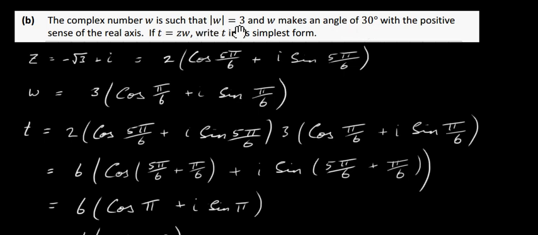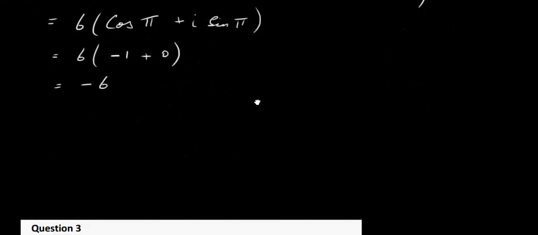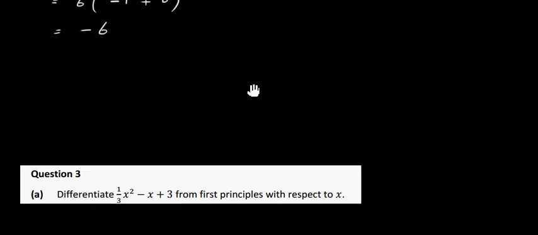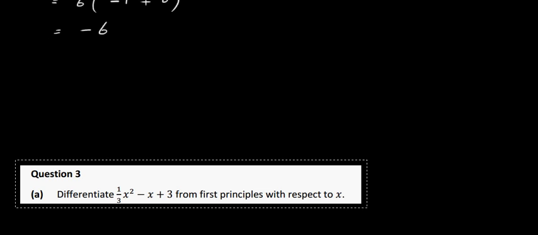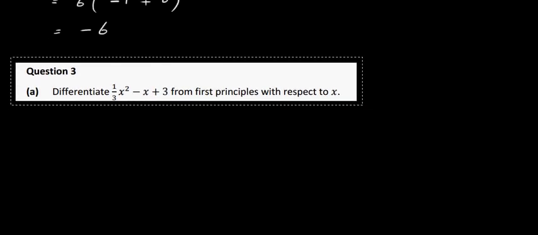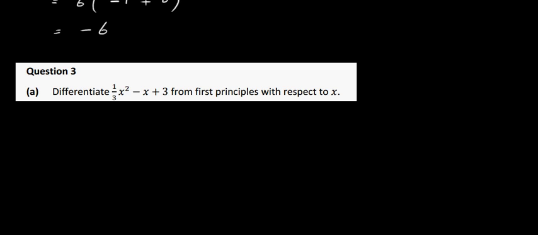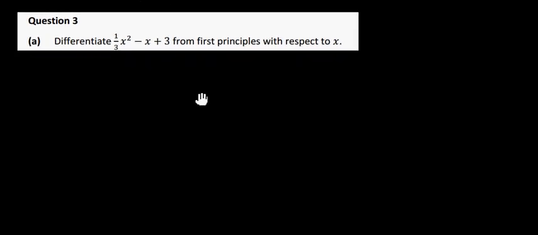Okay, so let's look at this one here. Again, I'll just move this to give myself some room. This is question 3, and this involves differentiation. So you've got to differentiate this function here with respect to x, and we've got to do it from first principles. Okay, so let's start. So what I'm going to do first of all is just call this f of x. We'll call this function f of x is equal to 1/3 x squared minus x plus 3.